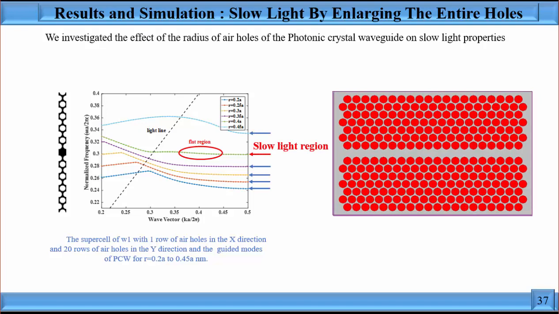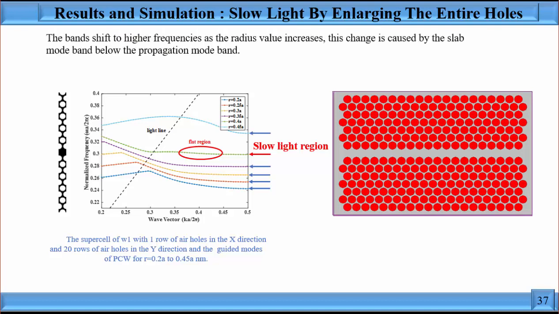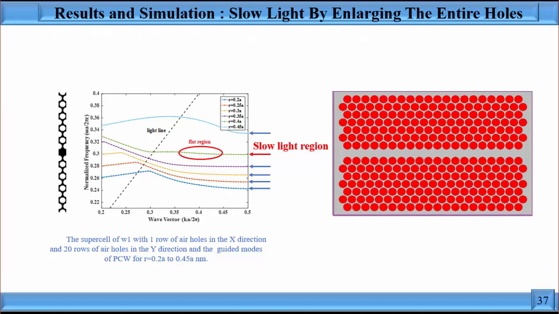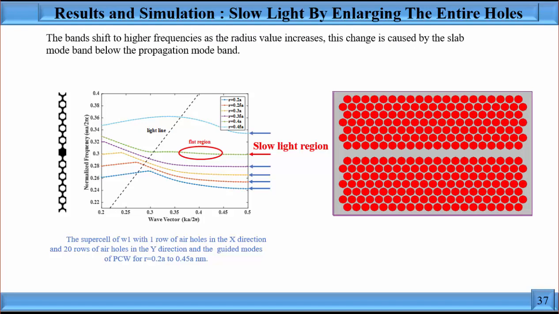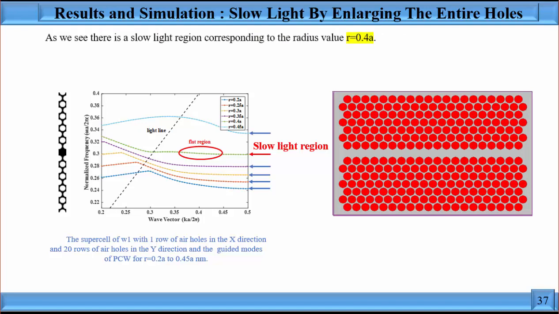We investigated the effect of the radius of air holes of the photonic crystal waveguide on slow light properties. The bands shift to higher frequencies as the radius value increases. This change is caused by the slab mode band below the propagation mode band. As we see, there is a slow light region corresponding to the radius value r equals 0.4a.